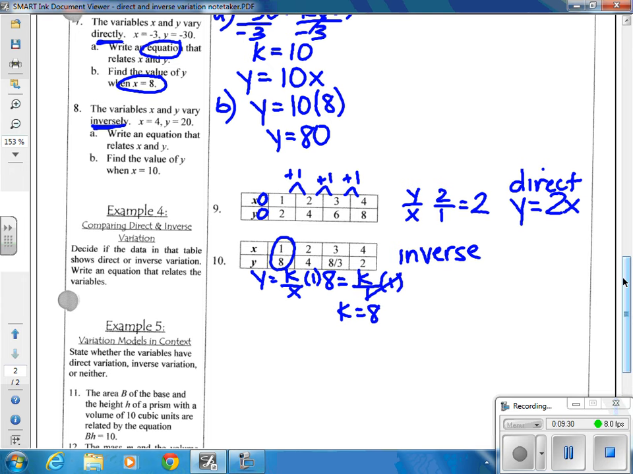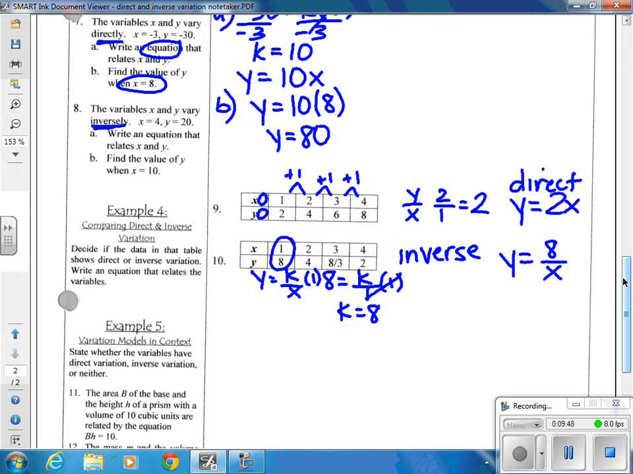So if I go to my equation, it's going to be y equals 8 divided by x. And if you test it out, 8 divided by 1 is 8, 8 divided by 2 is 4, 8 divided by 3 is 8/3, 8 divided by 4 is 2. So it does work, right?